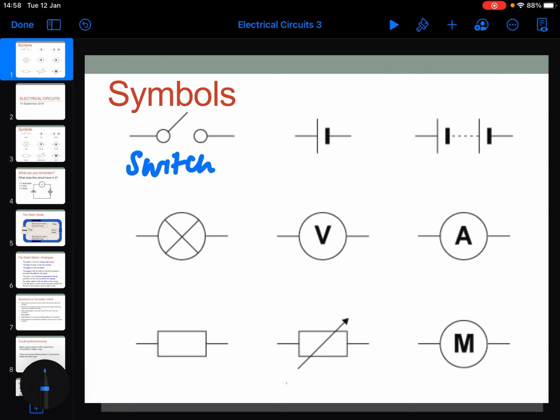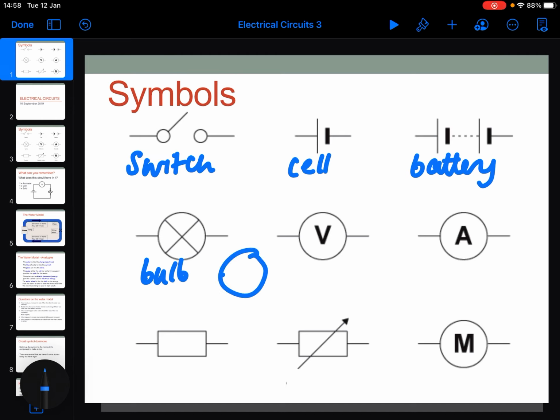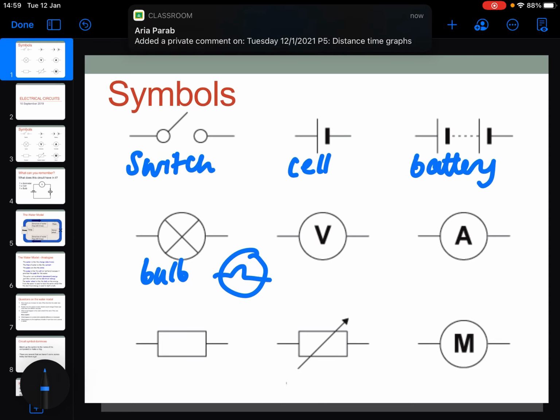You can see that. The second one is, you may have in your head said battery. I'm afraid that is not true. This individually is called a cell. A battery is the next one, and that is when there's more than one cell joined together. Okay, moving on to the next one. You have a bulb. You may also have seen the symbol for a bulb like this, which looks a bit like a Pokeball, if anyone ever used to watch Pokemon. I prefer the one with a cross through, it's just slightly easier.